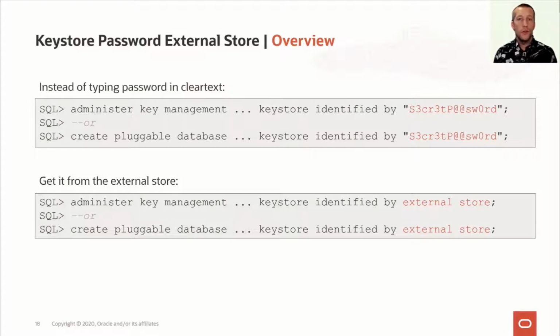Now, the external store is a very little file that is stored in the operating system. You should protect the file, but the file itself is actually also encrypted with an encryption key that only the database knows. So the Keystore password is safe while it's stored in the external store, but it's much easier for you to use because you don't have to specify the Keystore password. Now, a lot of the commands that require a Keystore password can use the external store, but for security reasons, some commands still require that you type in the Keystore password.